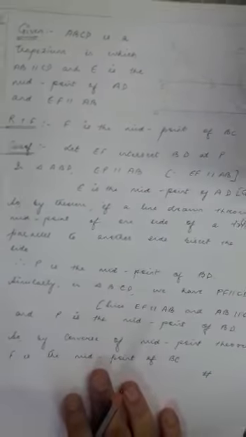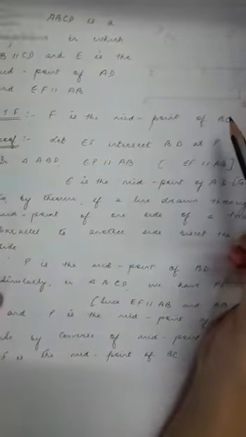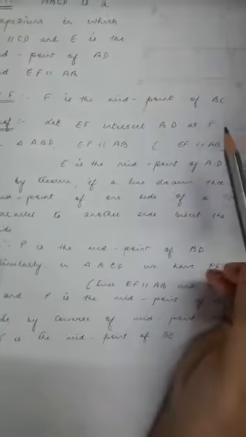Hello students, in our last class we have completed till question number 3 of this exercise 8.2. So now we will continue with the next sum, that is number 4. In this sum, it is given that ABCD is a trapezium in which AB is parallel to CD. E is the midpoint of AD and EF, this total line EF, is parallel to AB. We need to show here that F is the midpoint of the line BC.